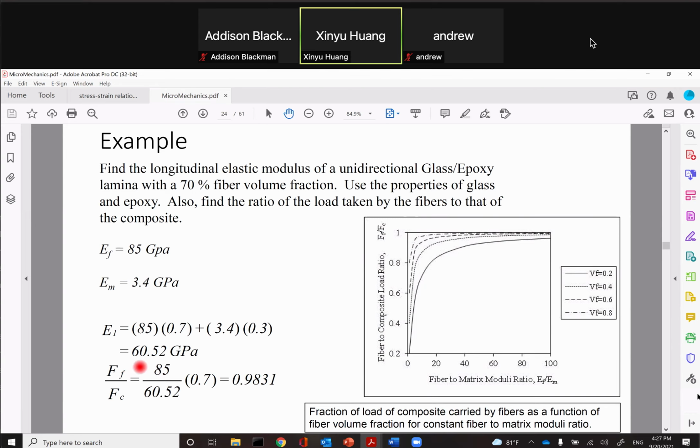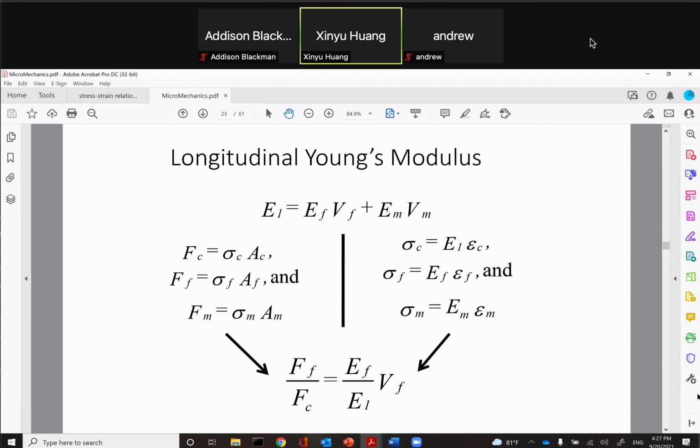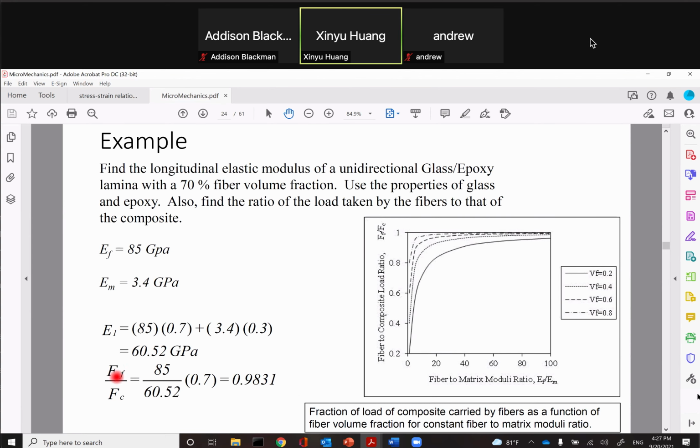So basically, how much load is carried by the fiber? Remember when you put the thing, you have reaction force from fiber, you have reaction force from matrix. They actually add together to the total reaction force. So you can estimate the ratio of them. You can see as you go from low volume fraction to high volume fraction, your fiber carried fractional stress goes higher. Like that's this trend.